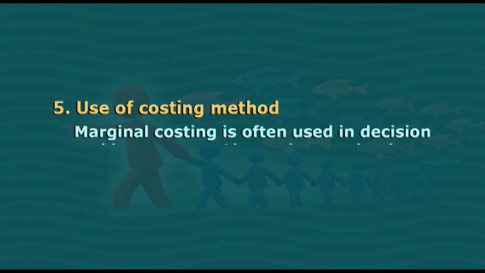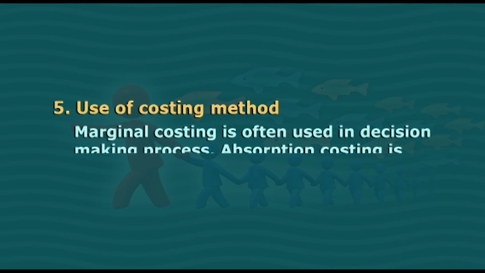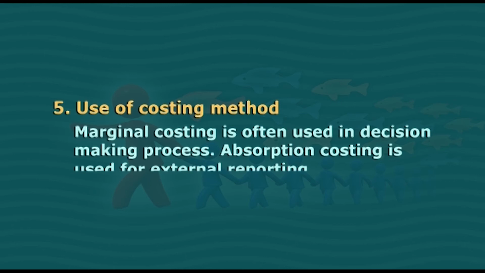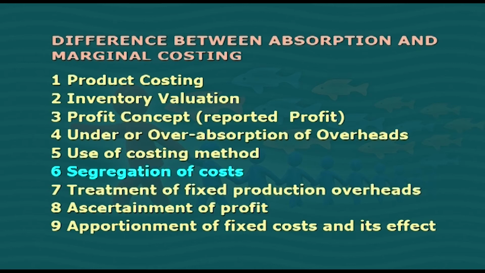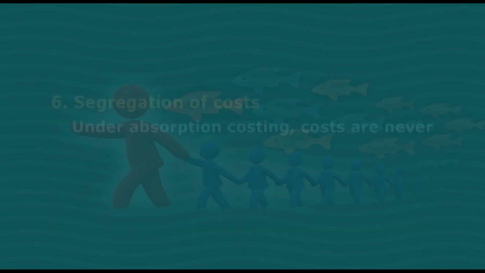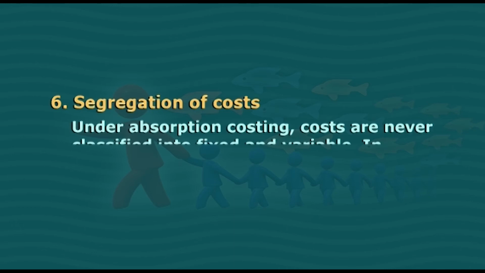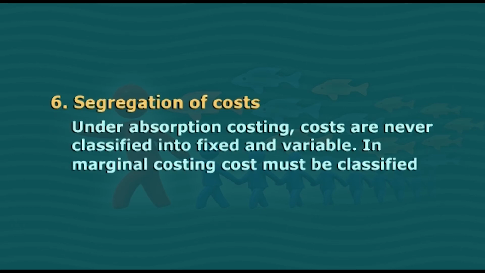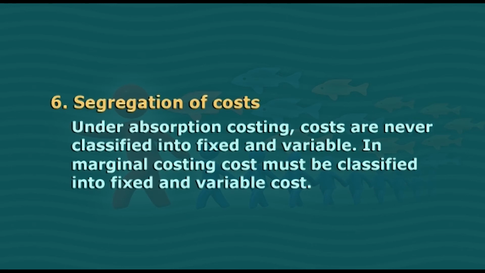Fifth point is use of costing method. Marginal costing is often used in decision making process, while absorption costing is used for external reporting. Sixth is segregation of cost. Friends, under absorption costing, costs are never classified into fixed and variable, but in marginal costing, costs must be classified into fixed and variable cost.